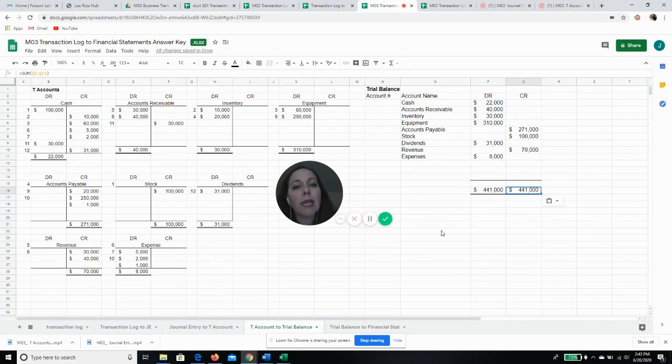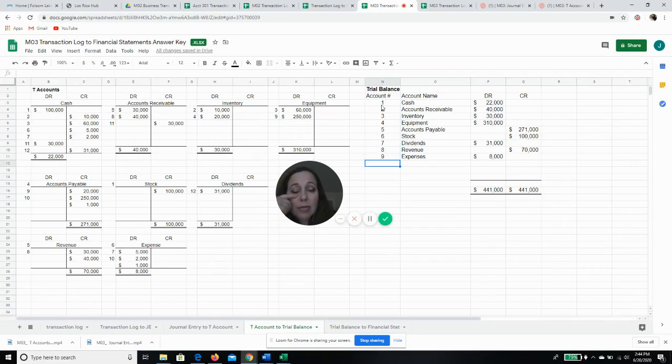Oh, no, we got to do the account numbers. All right. So each account needs to have its own number. The only hard and fast rule is they have to be ascending. Okay, so I could do 1, 2, 3, 4, 5, 6, 7, 8, 9. That would be fine.